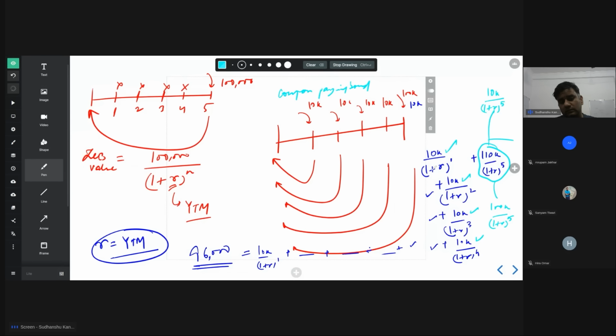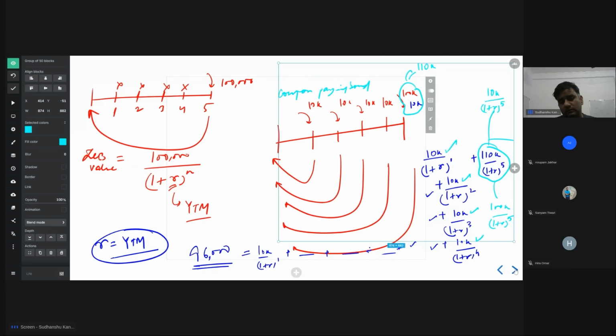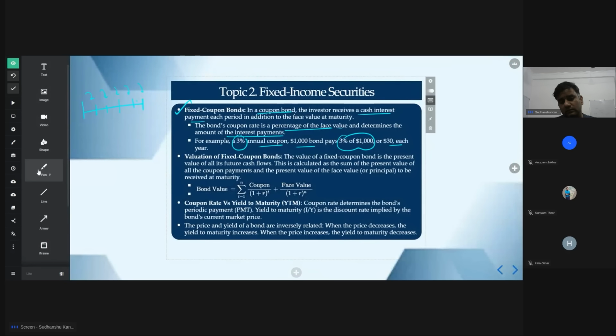I just added 10 plus 100, right? 10 plus 100, I have added and written directly under 10. So you write it separately or you write it together, it doesn't matter. So that is the coupon paying bond valuation. This is the valuation of a coupon paying bond. This is what they're doing.